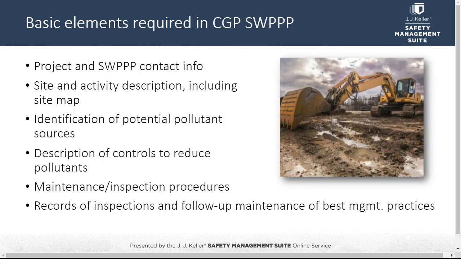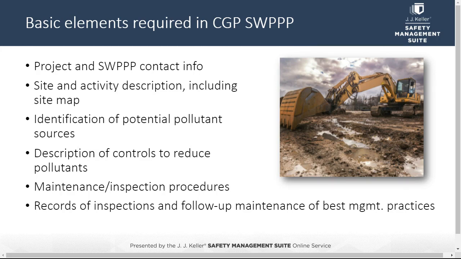All right, so the elements required by a construction SWIP are similar but slightly different. So let's take a look at those. A construction SWIP must name the construction project and SWIP contact information. Again, this is because it must be specific to the single job site. In the same vein, the SWIP has to include a description of activities and physical properties of the site and must include a site map.